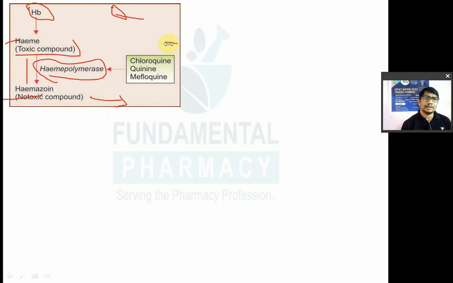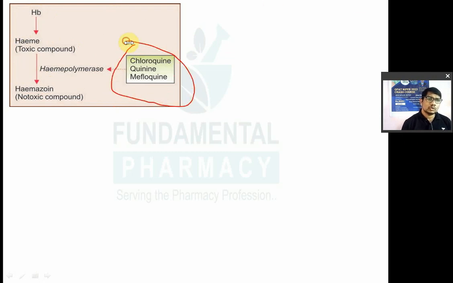Chloroquine, quinine and mefloquine inhibit this enzyme, heme polymerase. Due to inhibition of heme polymerase by chloroquine, quinine and mefloquine, there is an accumulation of toxic compound. There is an accumulation of heme in the parasites, and that's why the parasite will die. There is a greater amount of heme, which is a toxic compound to the parasite.